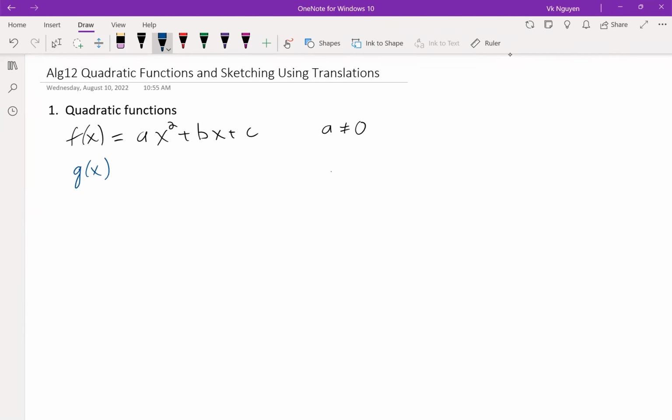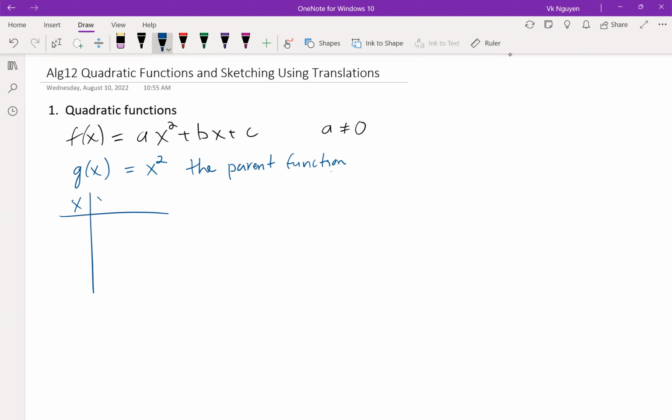We also have a function g(x) = x squared. This is the parent function. The reason why it is called the parent function is because we can use it to sketch any other quadratic function. Let's take a look at how we sketch the parent function.